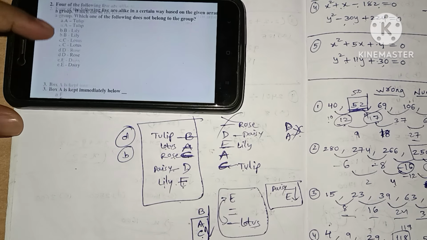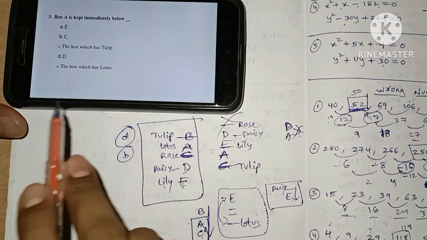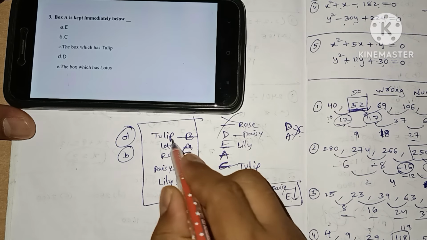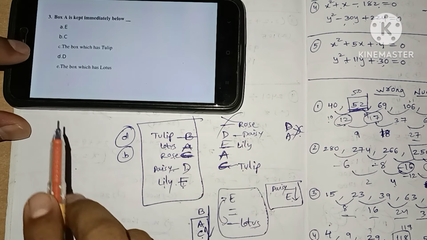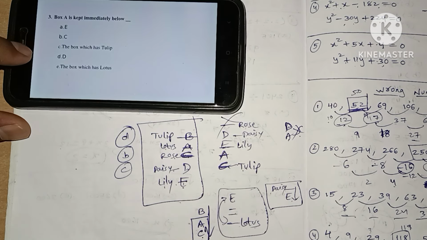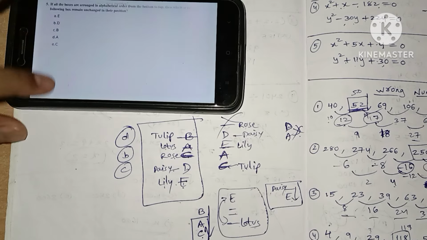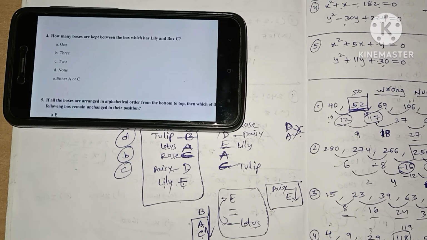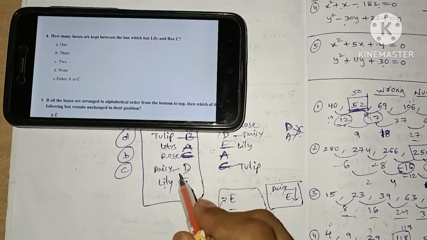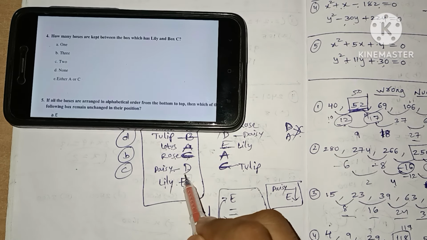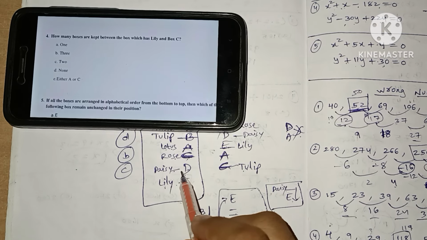Next, third question. Box A is kept immediately below tulip, or B. Immediately below the tulip. Option C is our answer. Next, fourth question. How many boxes are kept between the box which has a lily and C? This is lily and this is C. There is only one box kept between them. So the answer is only A.